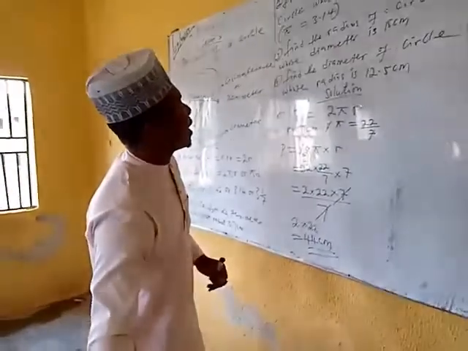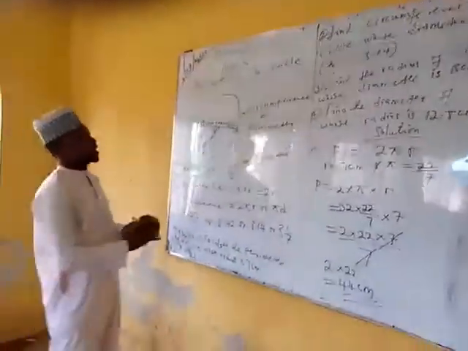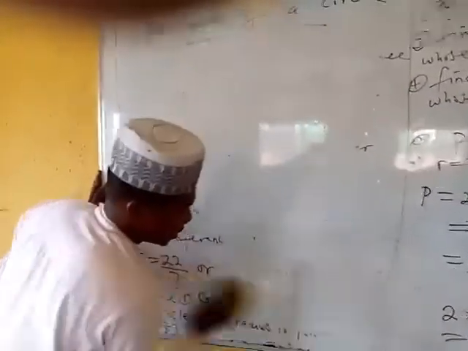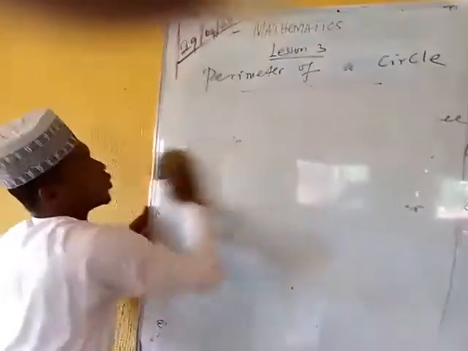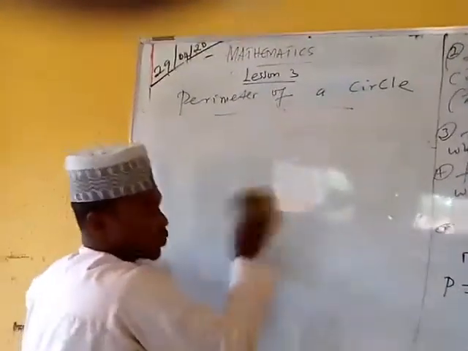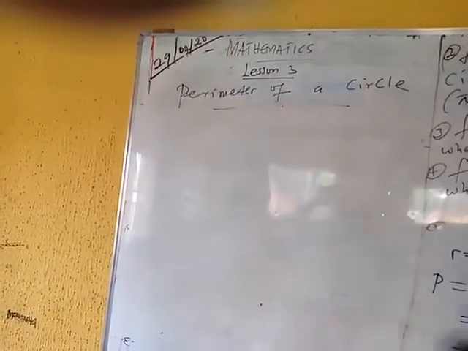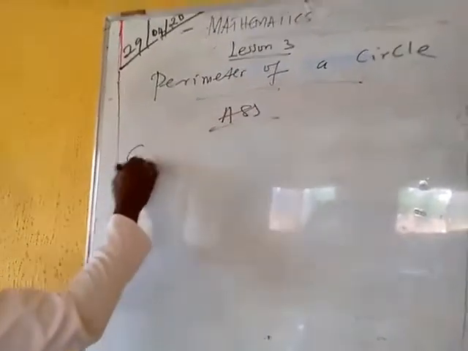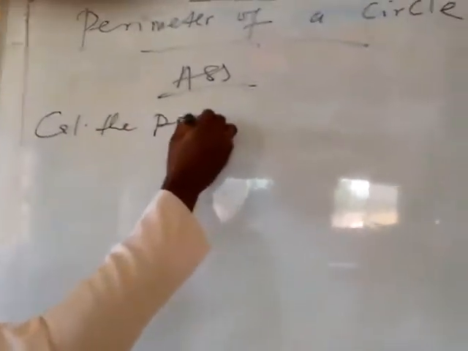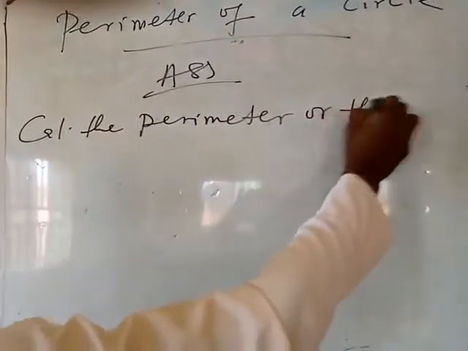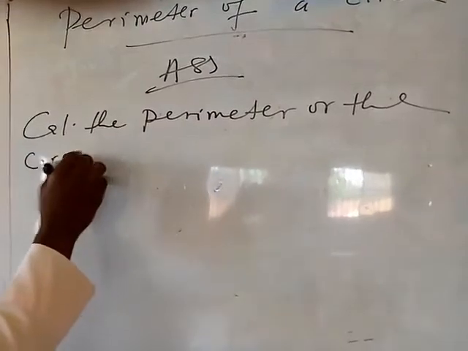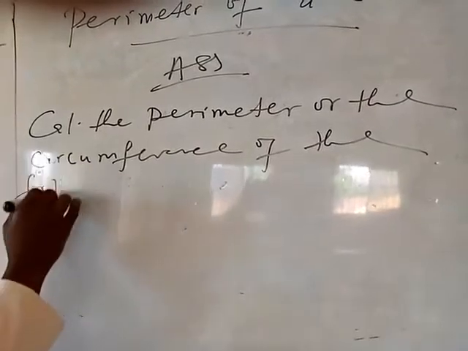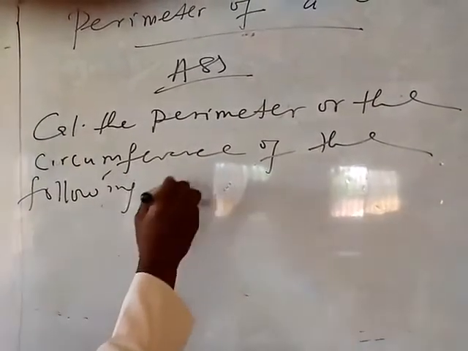So let's take assignment again. As I said earlier, perfect practice makes perfection. Let's take these assignments. Solve it at home. It makes you understand the problem the more. Assignment. Calculate the perimeter or the circumference of the following circles.